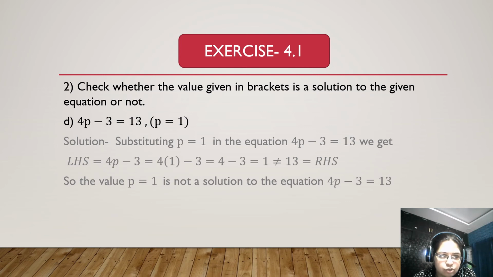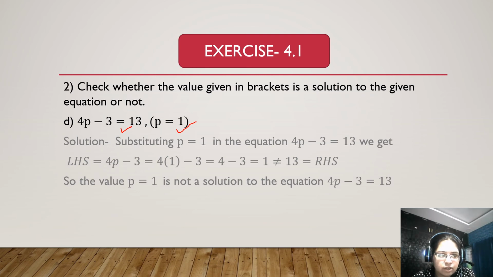Now we solve question number 2, bit D. D is 4p minus 3 equal to 13. This is the equation, and the value of p is 1. Left hand side is 4p minus 3 and right hand side is 13. We have to substitute the value of p equal to 1 in the left hand side of this equation, 4p minus 3, and check whether the value of this expression is equal to 13 or not.